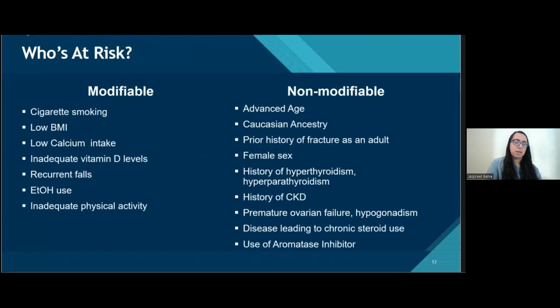Some non-modifiable risk factors are advanced age, Caucasian ancestry, prior history of a fracture as an adult, female sex, history of hyperthyroidism or hyperparathyroidism, history of chronic kidney disease, premature ovarian failure, hypogonadism, diseases like lupus or rheumatoid arthritis leading to chronic steroid use, and use of an aromatase inhibitor.